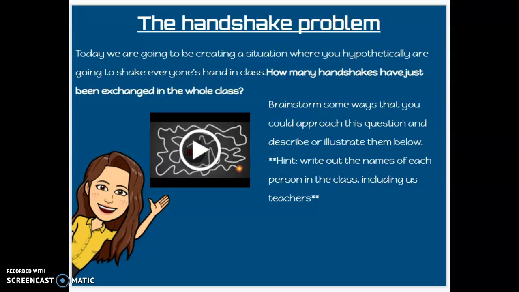So now we're going to work on the handshake problem. Okay, so today we're going to be creating a situation where we hypothetically are going to shake hands. Everybody's hands in class, including us teachers. So if you're either virtual or in person, obviously we're not going to get up and shake hands because, hashtag COVID, and how are you supposed to shake hands through the computer? But hypothetically speaking, if we were going to shake hands with every single person in your WebEx or your classroom, how would this work? How many handshakes would we exchange?